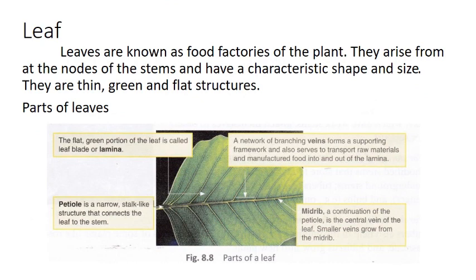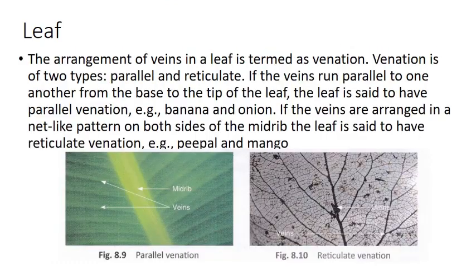A network of branching veins forms a supporting framework and also serves to transport raw materials and manufactured food into and out of the lamina. Midrib, a continuation of the petiole, is the central vein of the leaf. Smaller veins grow from the midrib. The arrangement of veins in a leaf is termed venation. Venation is of two types, parallel and reticulate.